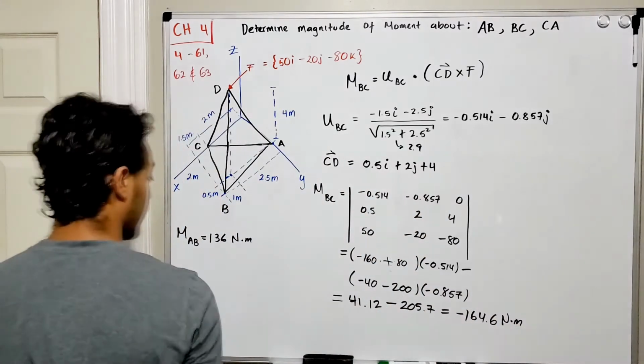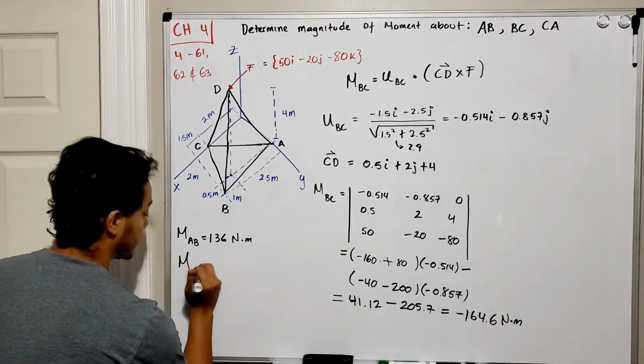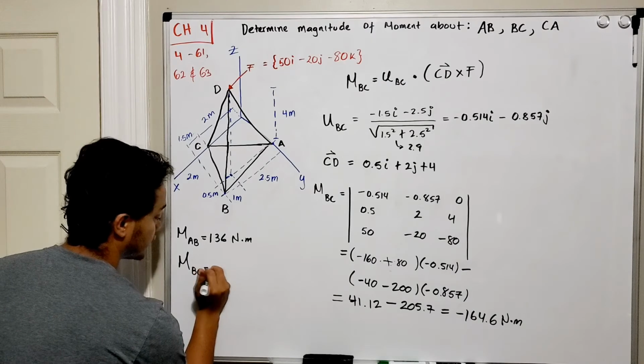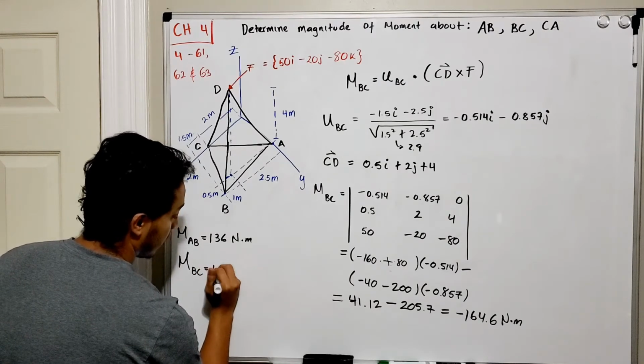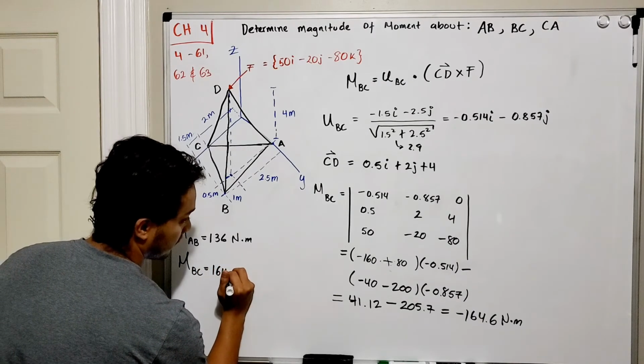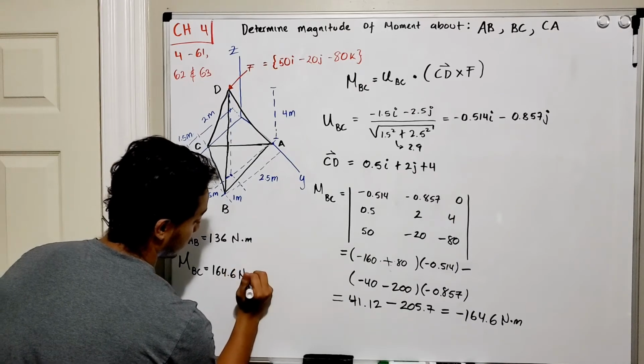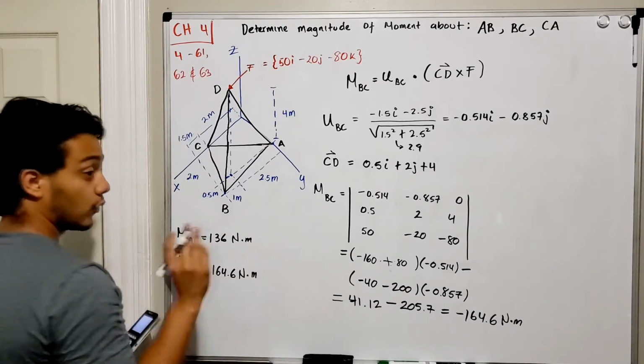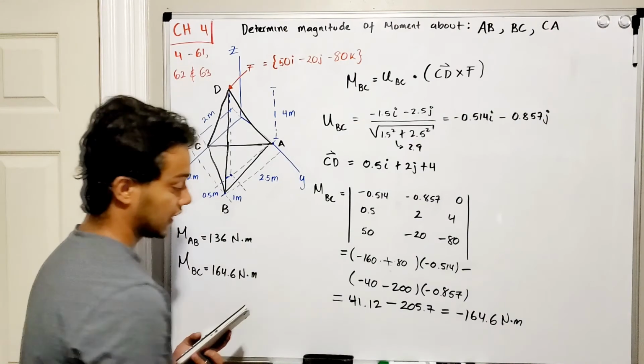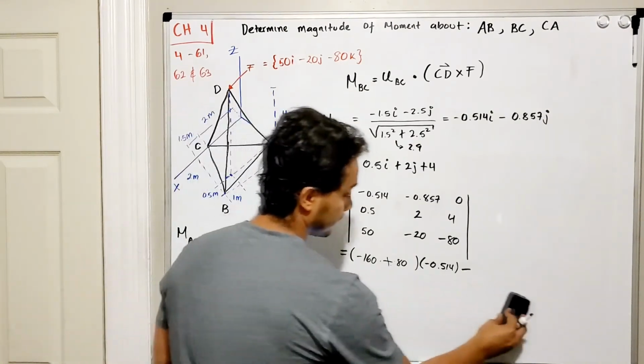So I'm going to write it out over here so we find our answer. So for BC, it's going to be equal to 164.6 newtons per meter. Since they want the magnitude, we don't need the negative sign. Okay?